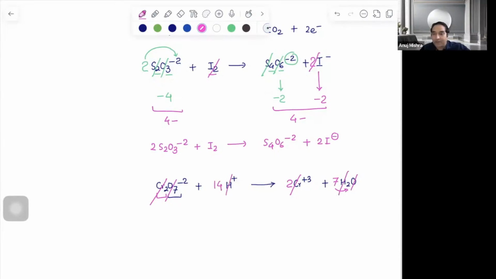Is it clear, everyone? Yatharth, is it fine? Are you finding this simple? Simple thing. First, I'm writing Cr2O7, so I'm writing 7H2O. And then I'm just mentioning chromium and then H corresponding to that, 14H plus. Is it clear? Any doubt up to this?